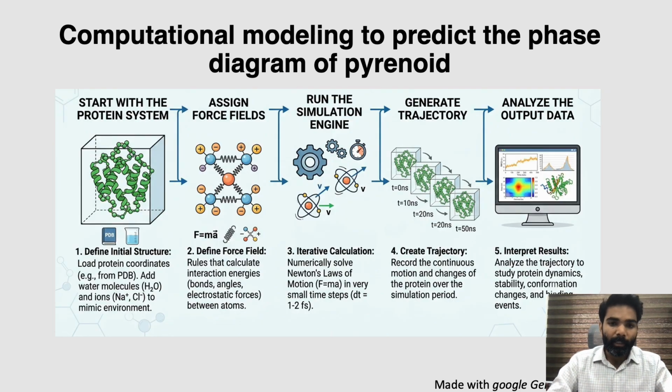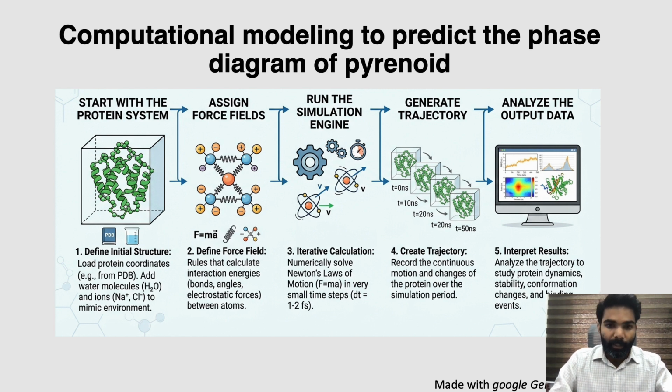And how the computational engine works is that we start with a protein system where we define the initial structure, and then these are essentially points on a grid, right? And then we can define the interactions between different points, and that is what we call force fields. And then we are just solving Newton's equations of motion as a function of time, and then we get this trajectory which we can analyze.